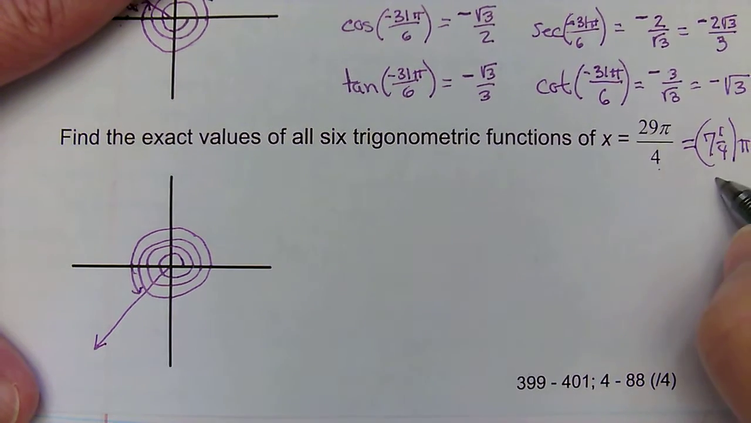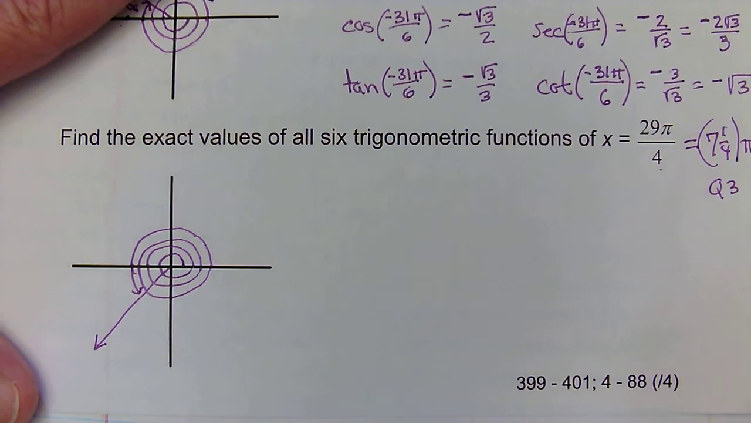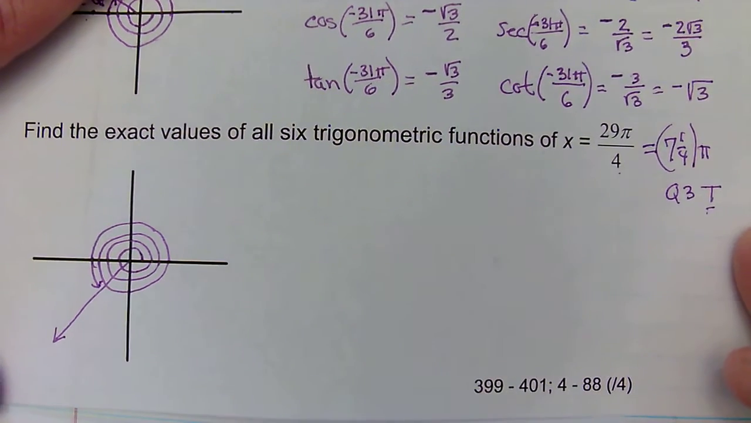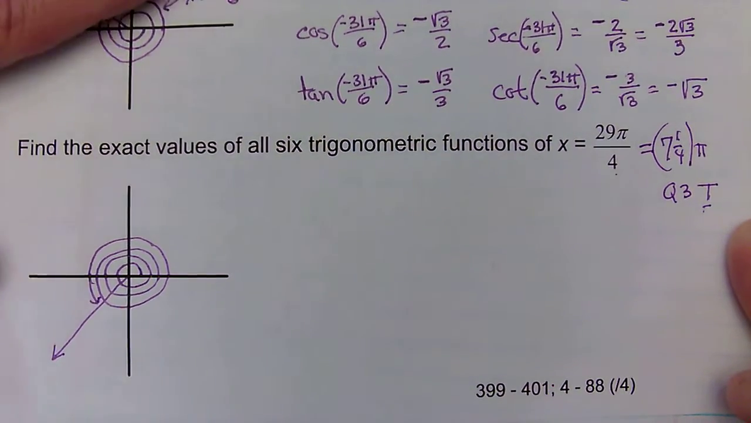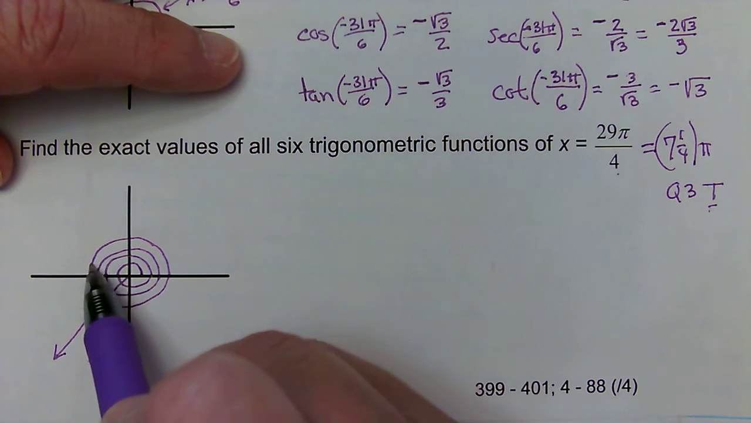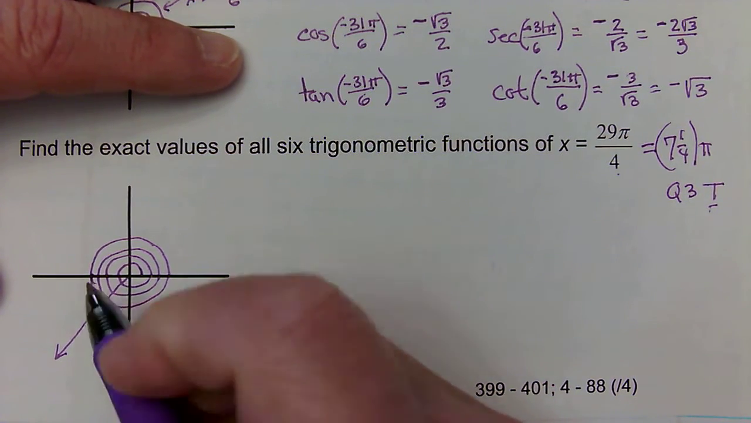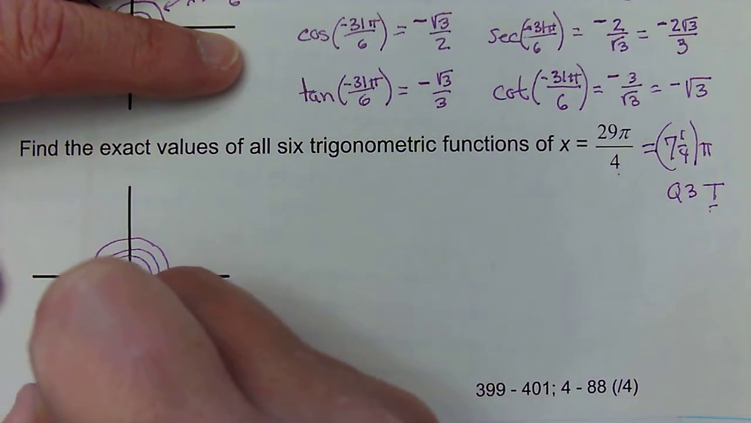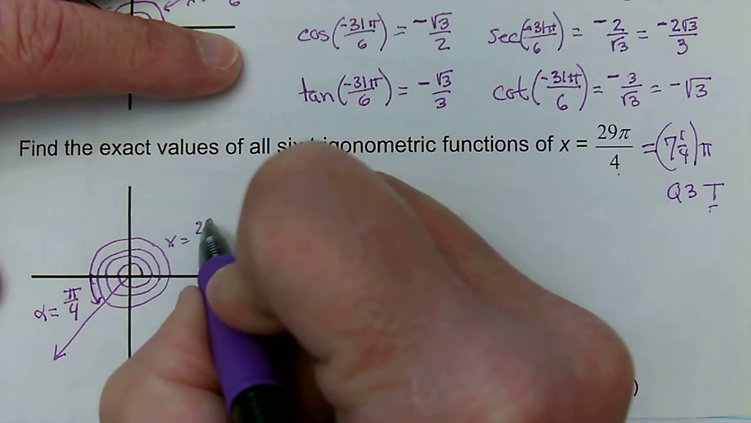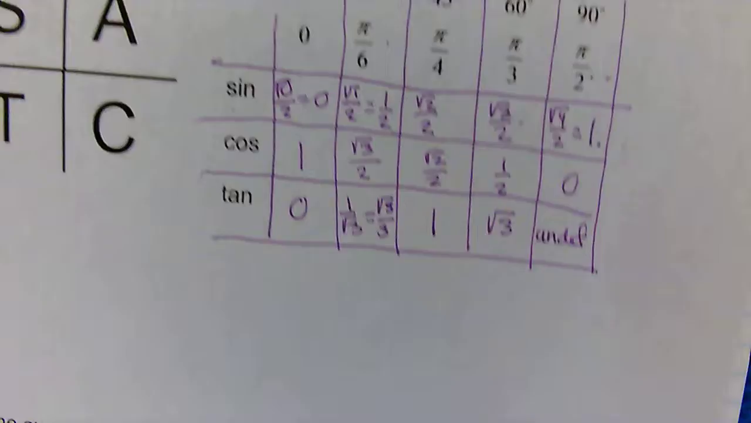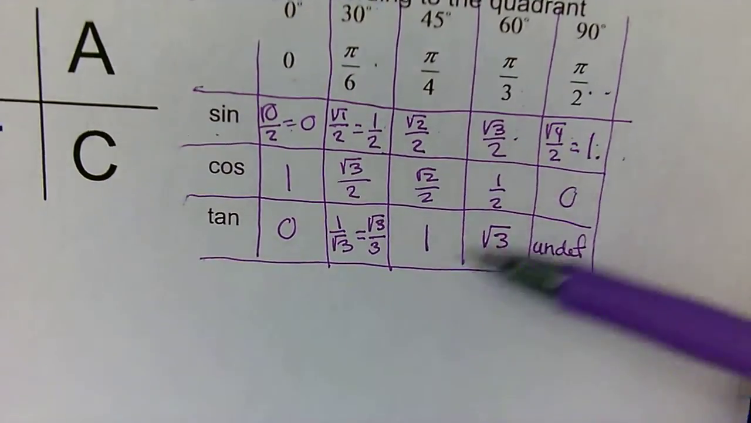So we are in the third quadrant. And in the third quadrant, remember that was T, that means tangent and its reciprocal are positive and all of the other trig functions are negative. Now, when I was going around and around here, I had gotten up to 7, so this reference angle is pi over 4. So that means the numbers I'm going to use for my trig functions are going to come from the pi over 4 column of the chart.